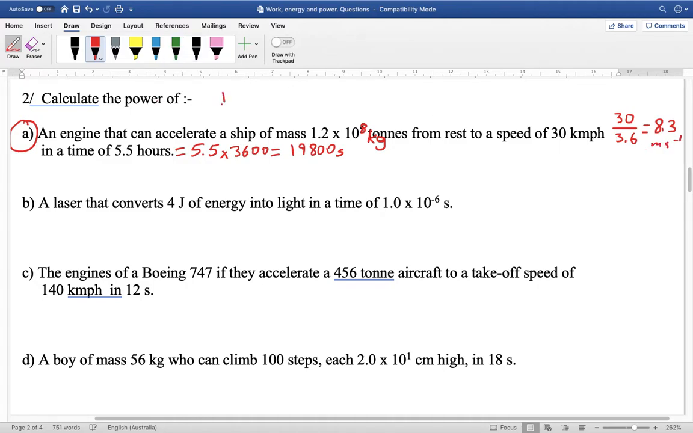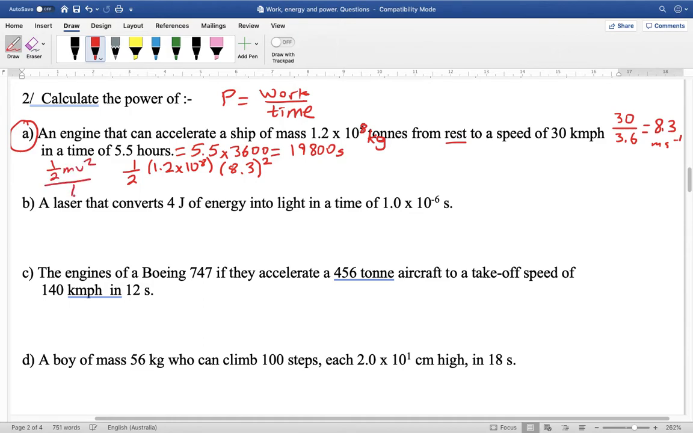So to calculate power, we know we have to find the work done in unit time. So whenever you're calculating power, we do have the time. We ask ourselves, what kind of work are we doing? In this case, an engine is accelerating a ship, so kinetic energy is being produced. So the work done is the change in kinetic energy from rest. So initial is 0 and final will be the kinetic energy with these terms. So basically I'm going to do 1/2 mass in kilograms times the velocity in meters per second squared, because kinetic energy is 1/2 mv squared.